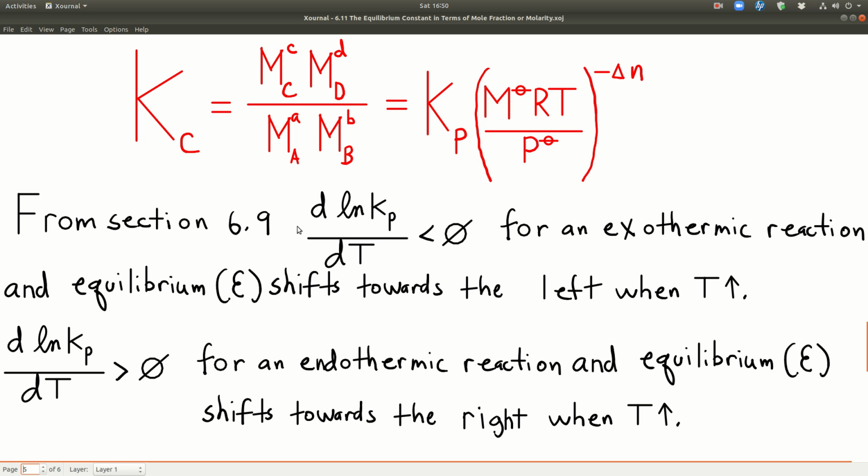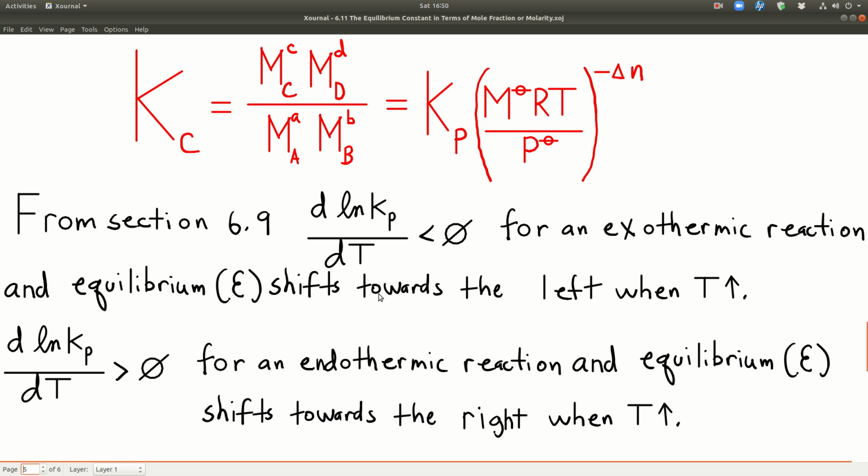So we know from section 6.9 that d ln Kp dT is less than 0. It's negative for an exothermic reaction. And we know that the equilibrium, the extent of the reaction, shifts towards the left, towards the reactants, as you increase the temperature. Likewise, d ln Kp dT is positive for an endothermic reaction, and the equilibrium, the extent of the reaction, shifts towards the right when you increase the temperature. You may remember Le Chatelier's principle. You can think about it in terms of that.